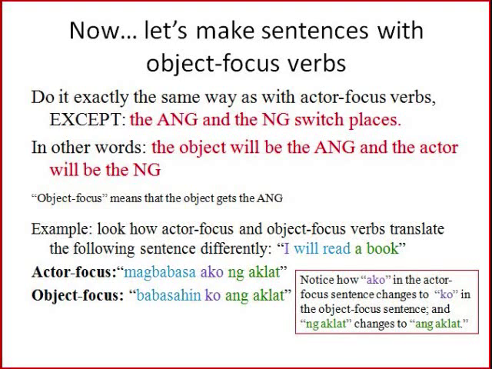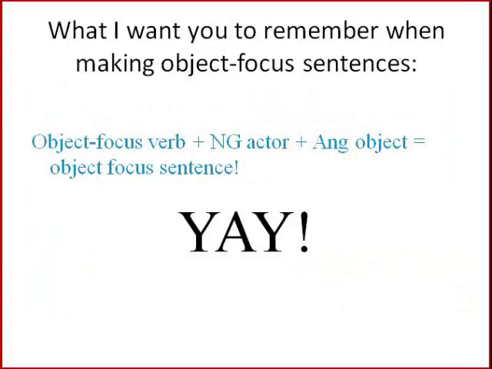Did you notice how the actor in the first sentence was an ong pronoun, while the actor in the second sentence was a nung pronoun? And the object in the first sentence was a noun with a nung in front, while the object in the second sentence was a noun with ong in front. Now, if that was still confusing, just remember this formula. An object-focused verb plus a nung actor plus an ong object equals an object-focused sentence.